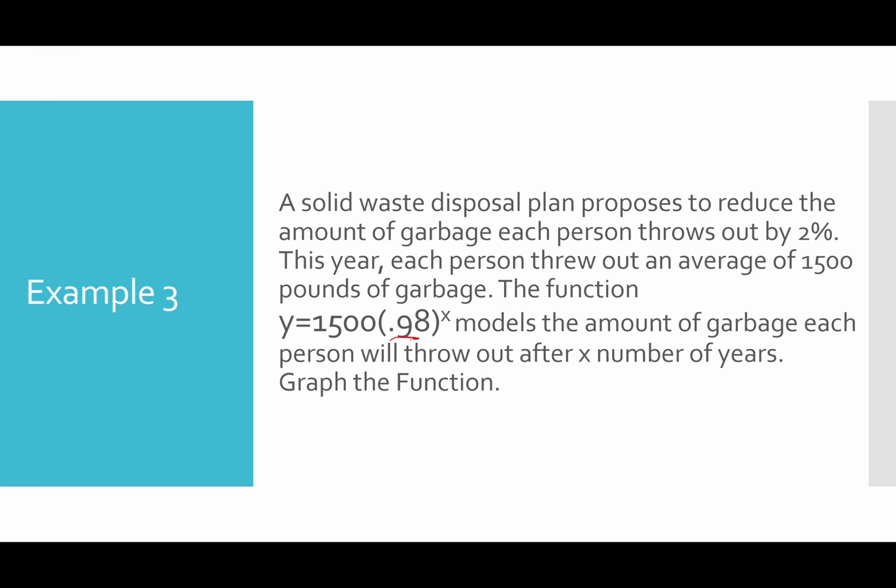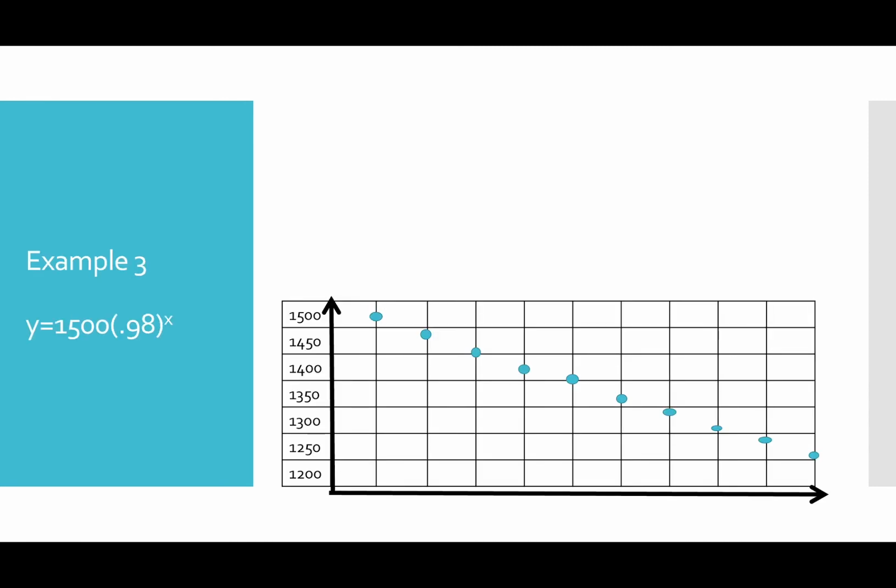This model here is reducing by 2%. That means 98% would be left every year, and so they want to see that model, and so we're going to graph that. Now I have one here that somebody had made in a PowerPoint for me. Now notice what they didn't do is start at 0, and so you only see part of it. It looks almost like a linear model.